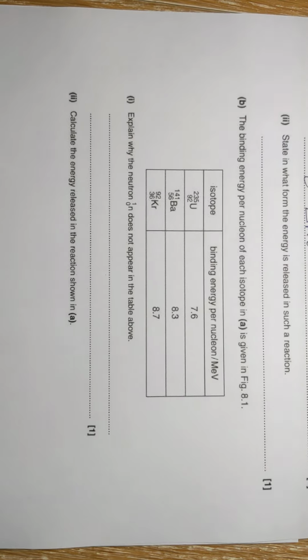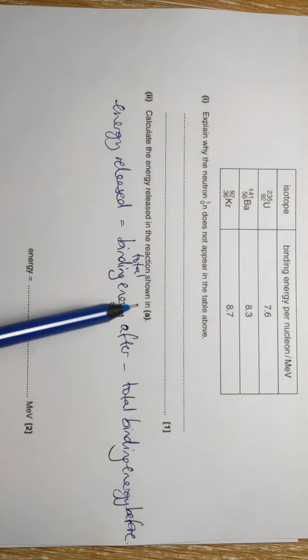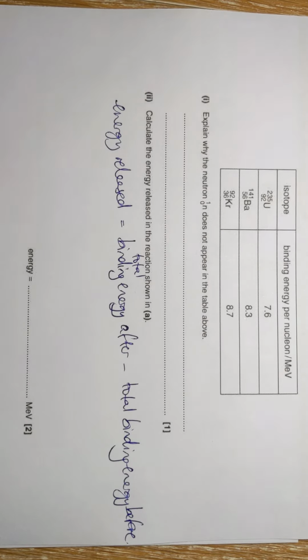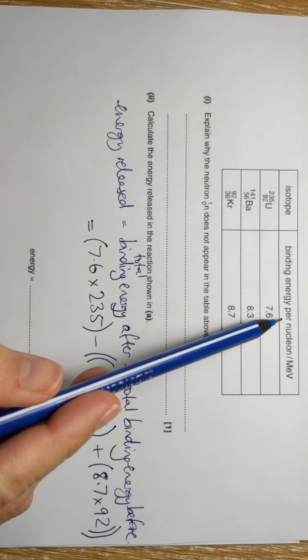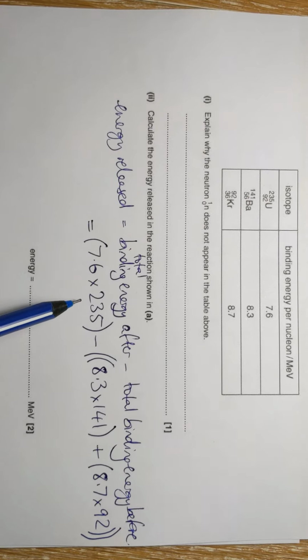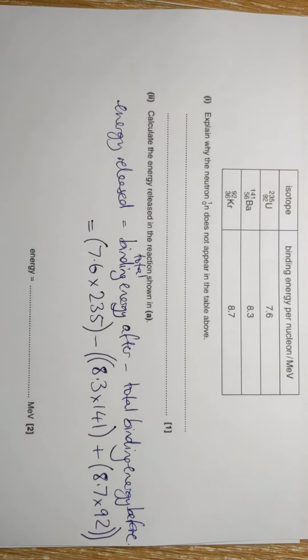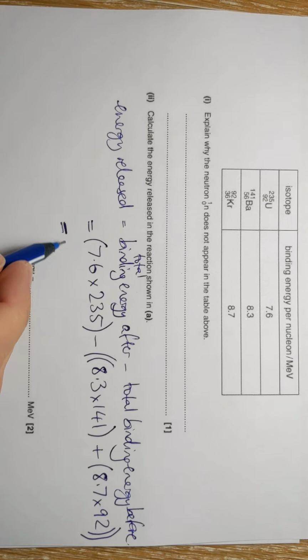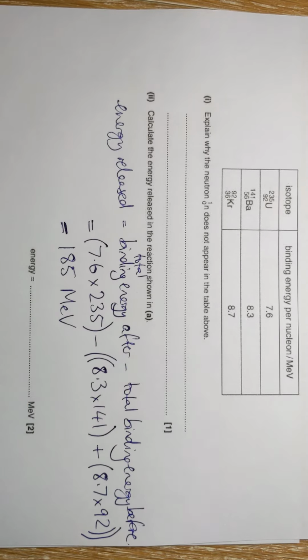And lastly, our big energy calculation there. So the energy released is going to be the total binding energy after minus the total before. The total before is this. Remember, this is the binding energy per nucleon, so don't forget to multiply by the number of nucleons there. And also notice that the neutrons don't feature. As we said in the previous part of the question, the neutron doesn't have any binding energy. So there's the total binding energy before, and then we're taking away the total binding energy after, and that gives us 185 MeV.